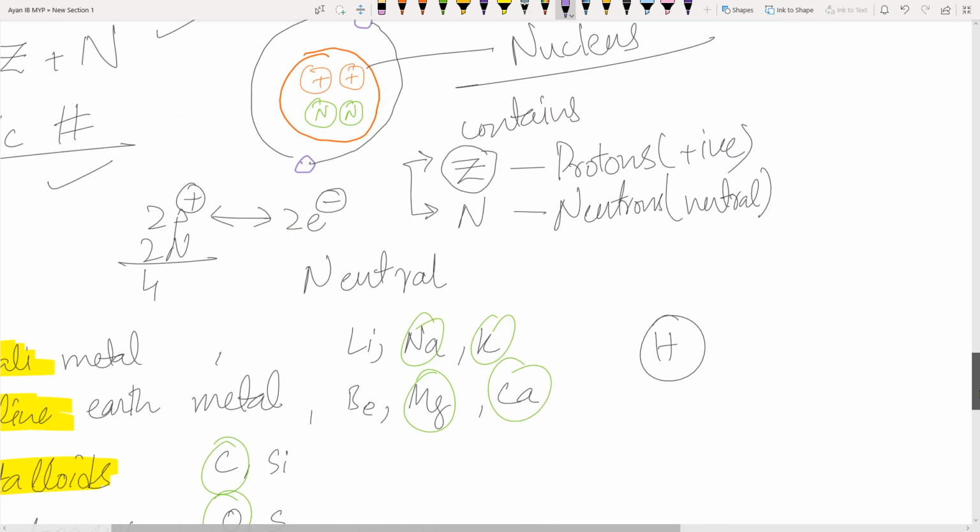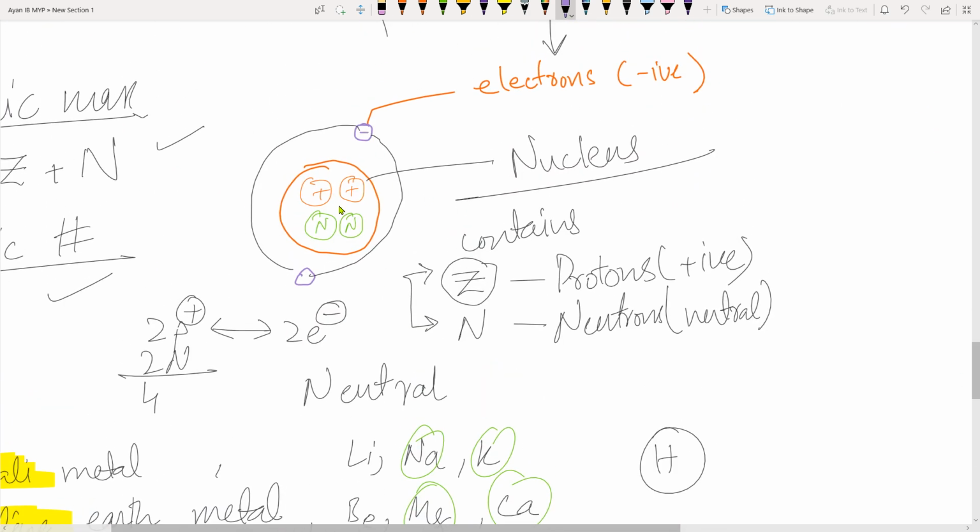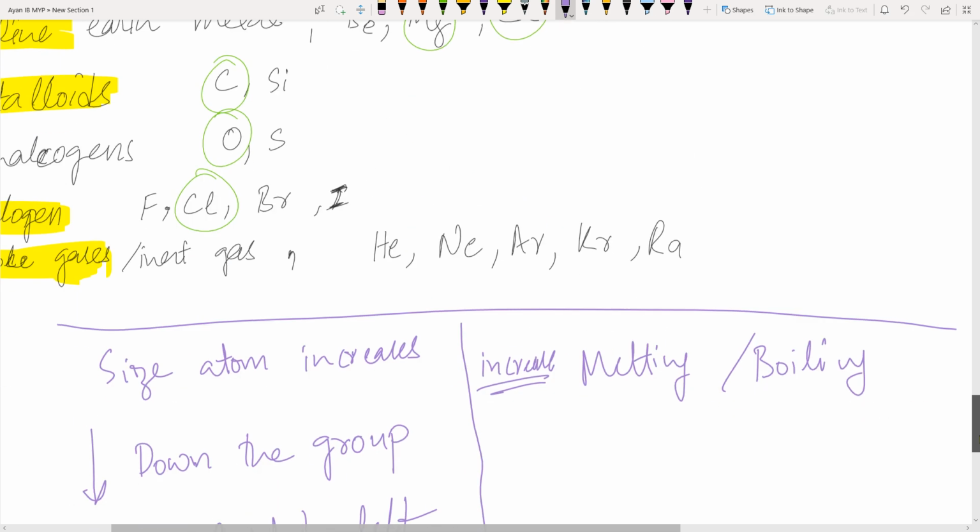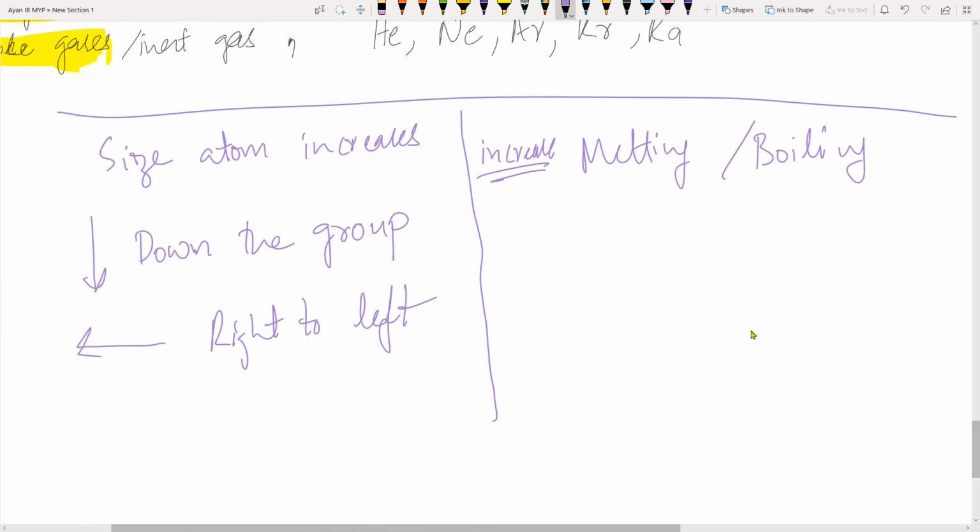You do know that the positive and the negative charges attract each other. So how these attractions are there, and how this affects the size of the atom, we're going to talk about this once we go a little advanced into the topics, okay?